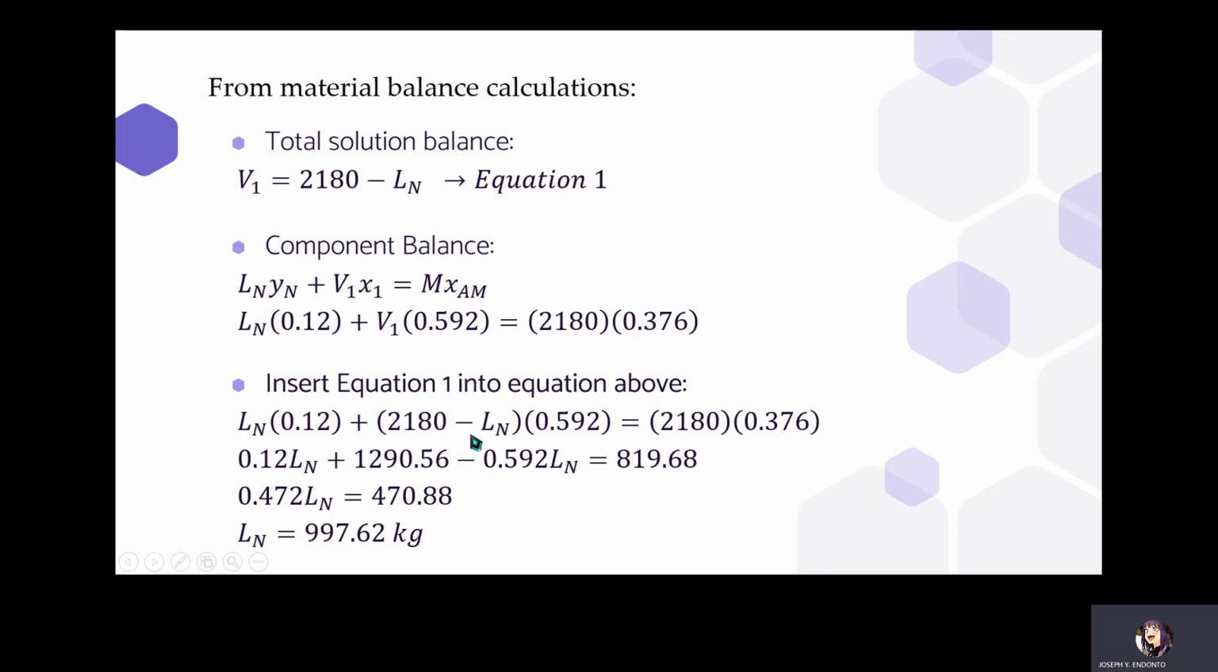By inserting this equation into equation 1, we have arrived at these equations. By multiplying and adding the equations, we have arrived at this point. So 470.88 divided by 0.472, we have arrived at the final amount of L sub n, which is L sub n is equal to 997.62 kilograms.